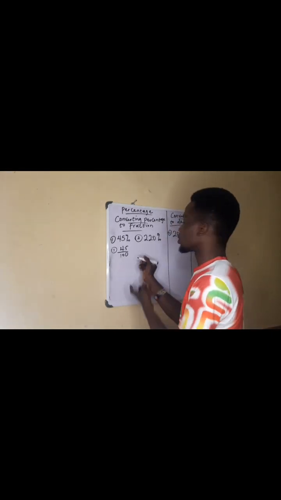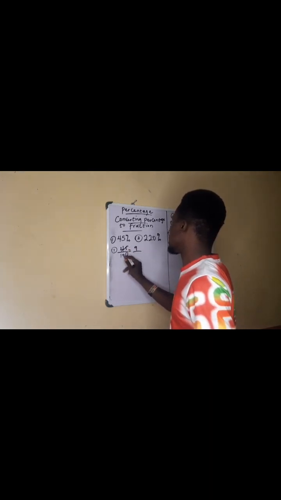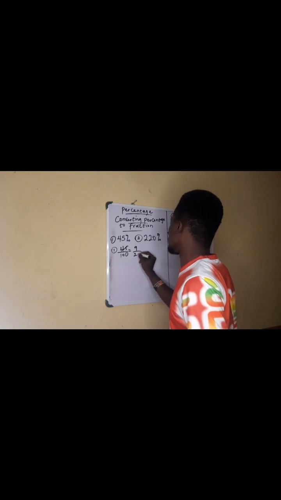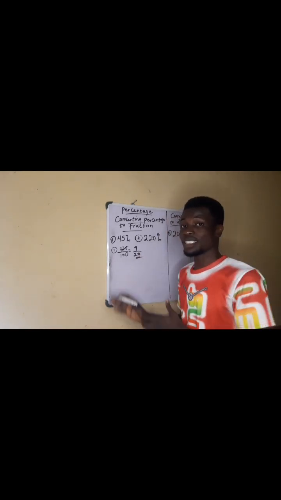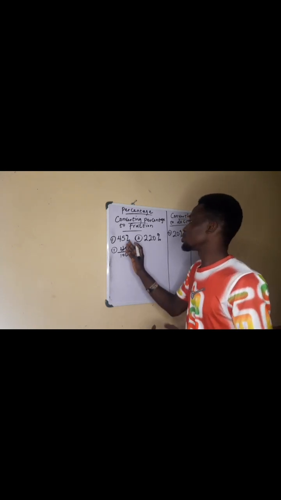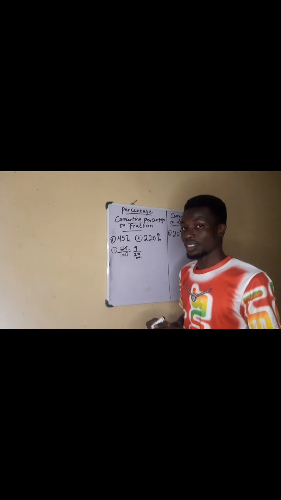So what do we think can go? 5 can divide 45 to give us 9. And 5 can divide 100 to give us 20. Since there's no other number that can reduce both of them at the same time, this is our final answer. So changing 45% to fraction will give us what? 9 over 20. That is the answer.